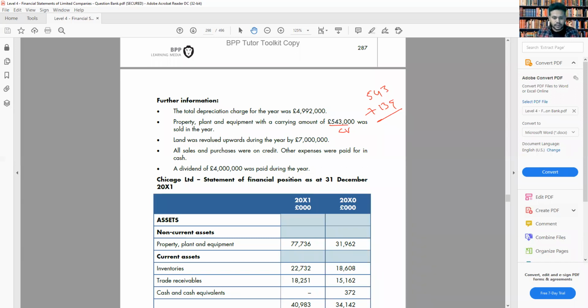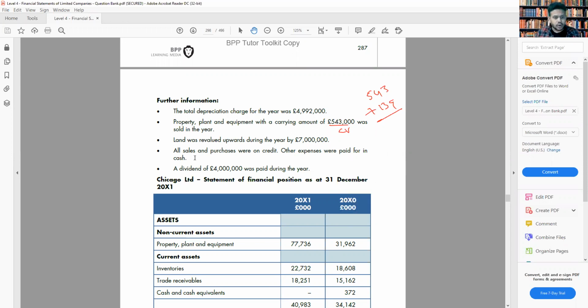Then have a look at what else we have here. Then we have revaluation for the land. So land was revalued upward during the year by 7000. So when we calculate the property, plant, and equipment, we have to add the revaluation of 7000 there. We are not considering this 30 because we have 30 on the top. That means we don't have to really consider this 30.